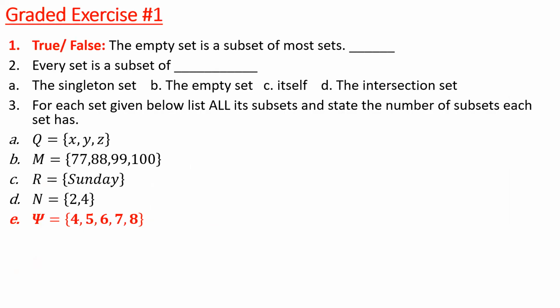Number 1, true or false? The empty set is a subset of most sets. Is that true or is that false? Number 2, every set is a subset of blank. Is it A, the singleton set, B, the empty set, C, itself, or D, the intersection set?